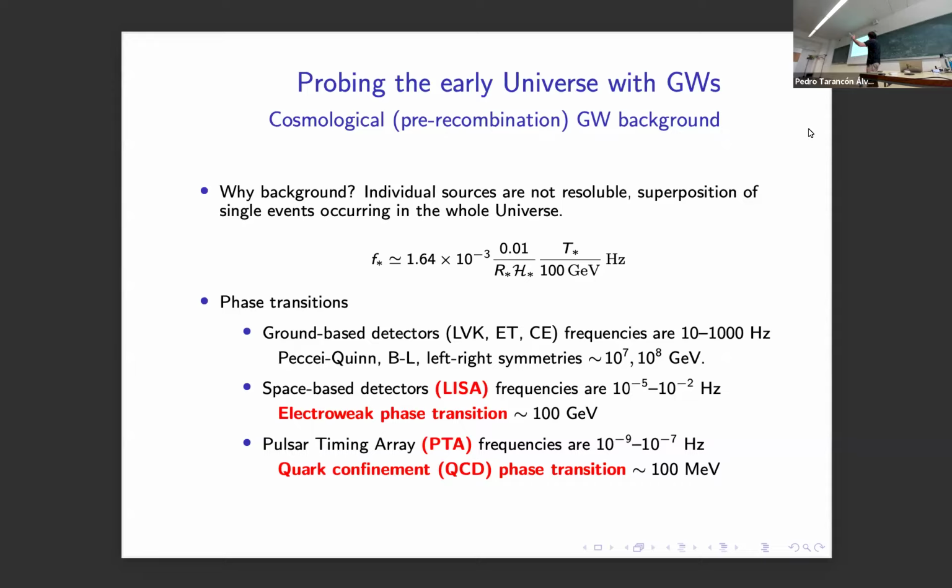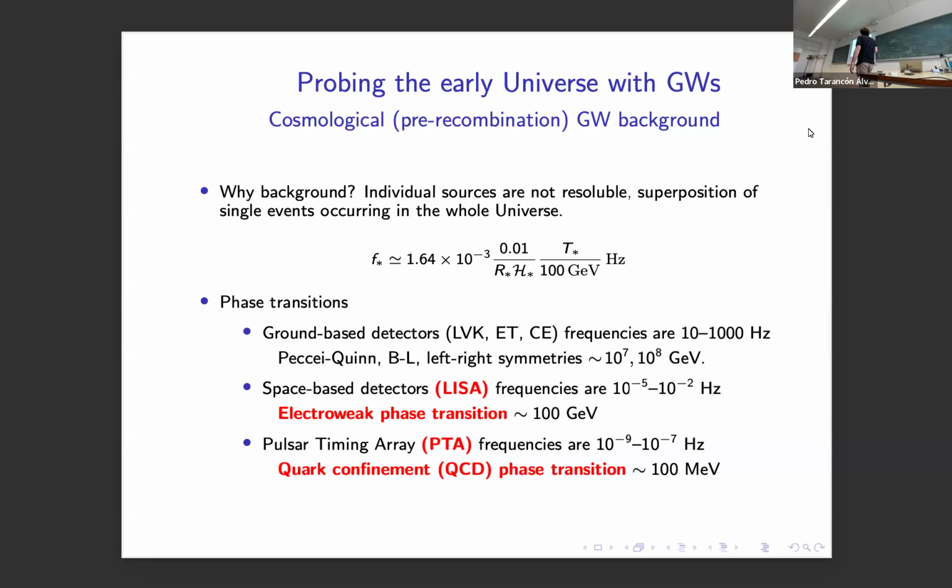And if we go to larger energy scales, like Peccei-Quinn symmetry breaking, baryon minus lepton asymmetries or left-right symmetries, so some high energy phase transition or symmetry breaking, around 10 to the 7, 10 to the 8 GeV, then this would be probed by ground-based detectors. At the moment, there is some constraint from LIGO, but there is no observation of a gravitational background. But as we go to better sensitivities with Einstein Telescope, it is possible that we observe some gravitational background that could be a hint of such a signal in the early universe.